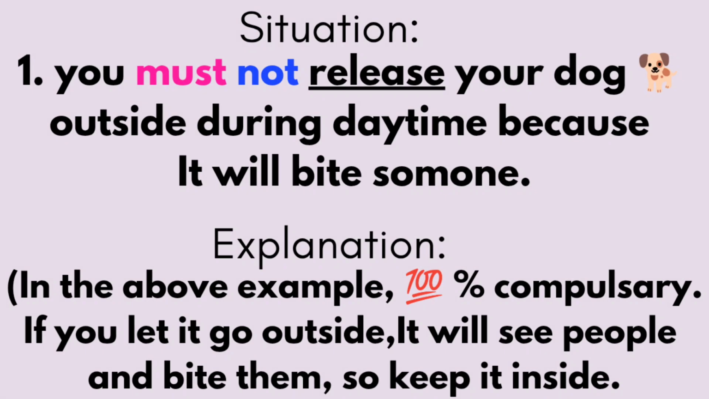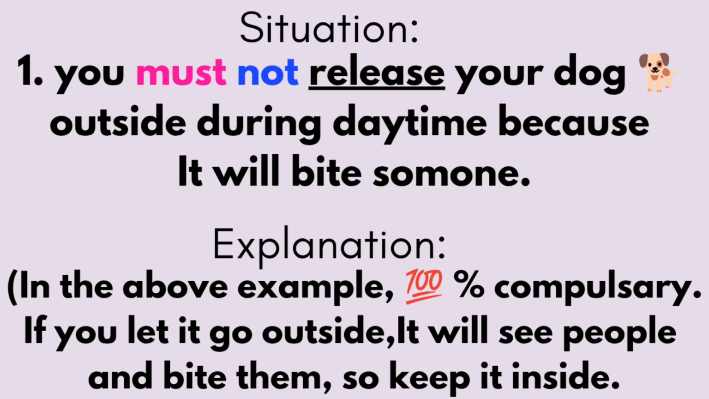Here is the first example. You must not release your dog outside during daytime because it will bite someone. This is the statement or situation. Now look at the explanation. In the above example, it is 100% compulsory that you must not allow your dog to go out during daytime. If you let it go outside, it will see people and bite them. So keep it inside. I hope it is clear.